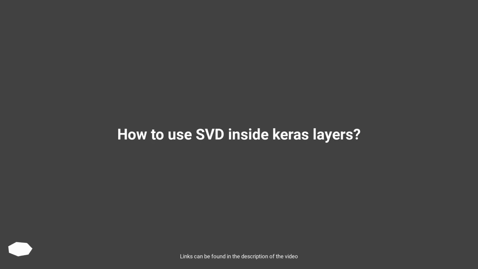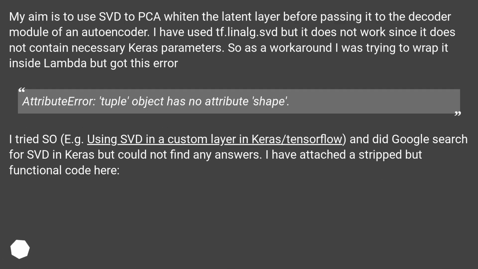How to use SVD inside Keras layers? My aim is to use SVD to PCA whiten the latent layer before passing it to the decoder module of an autoencoder.